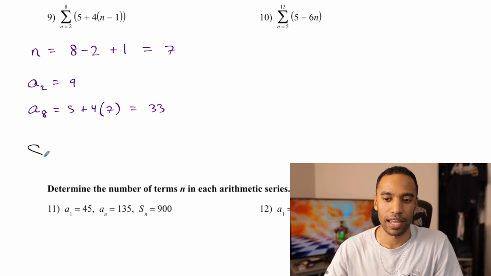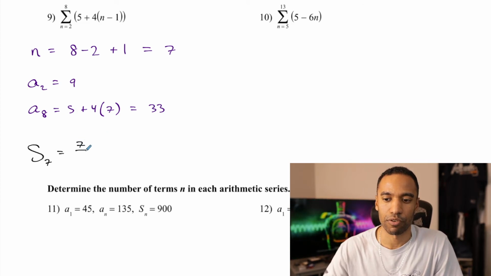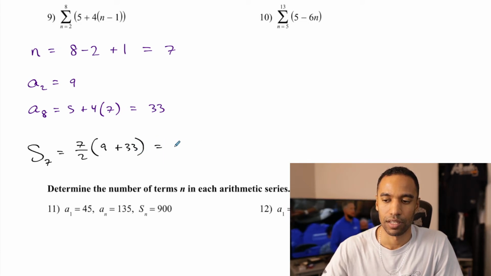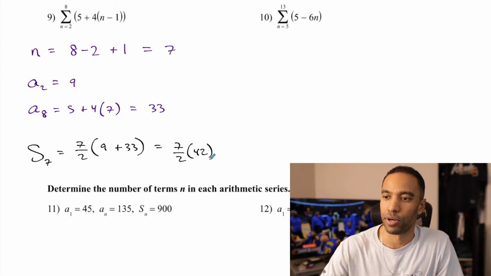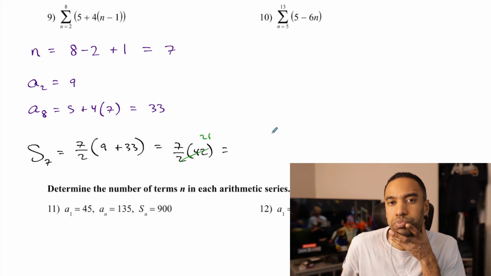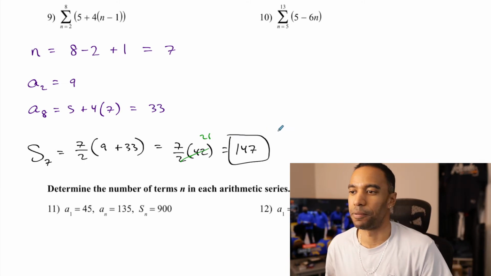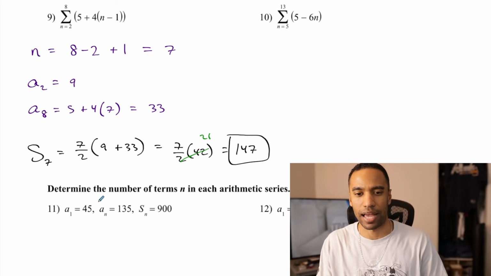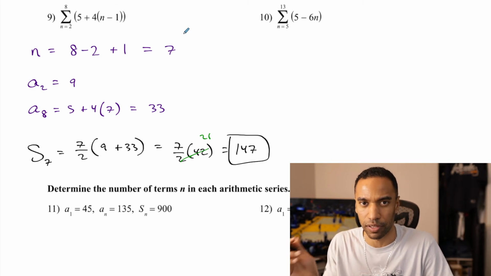Now we are going to find S7, because there are 7 terms in this thing. So that is 7 over 2 times a sub 2 plus a sub 8, which is 7 over 2 times 42. Half of 42 is 21. 21 times 7, 147. So that is the sum of that there. The last one, number 10, before we get these last two. And before I do the last two here, I probably want to go backwards and talk about how you could do it for those first problems, specifically that fraction one.